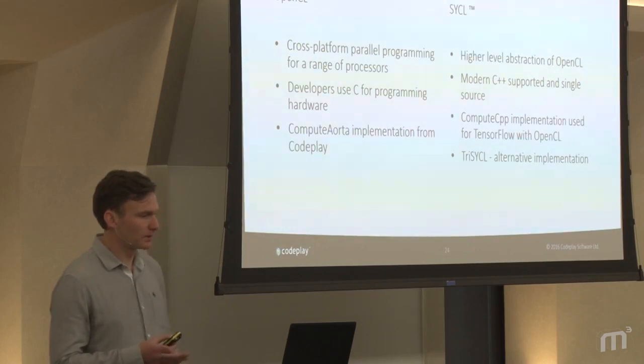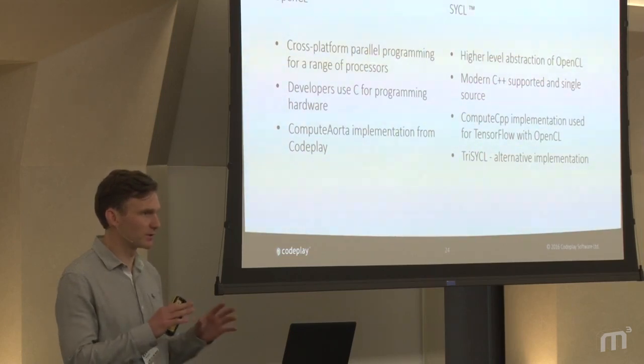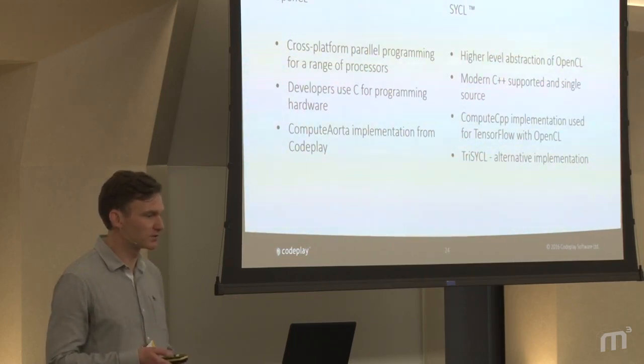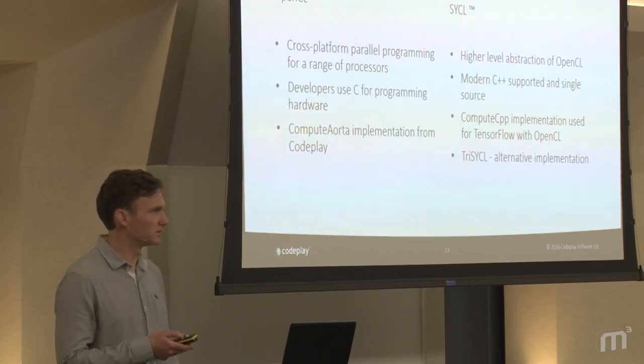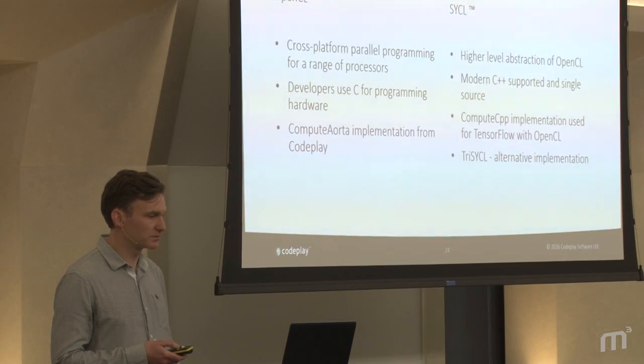So OpenCL, if you've not heard of it, is basically a cross-platform programming interface that allows developers to program parallel applications for a range of different processors. It allows developers to use C for that purpose, and we have our own implementation of OpenCL, which we call ComputeAorta.